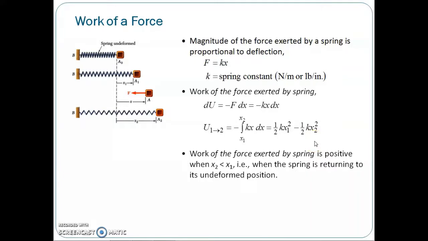So it is slightly different. In the case of it being compressed, where the initial length of the spring x1 is larger than x2, the final position when it is being compressed, then you have the so-called negative work when it is being compressed.